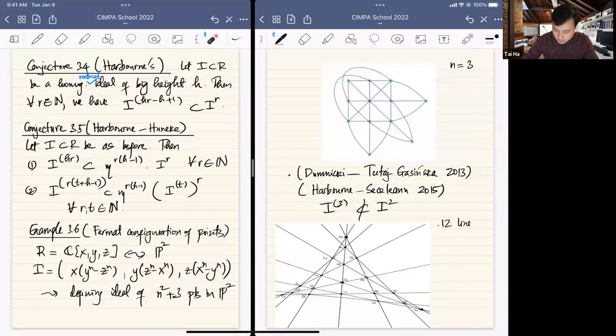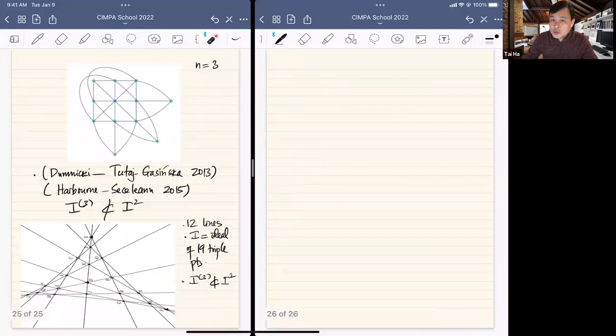And if we take I to be the ideal of the 19 triple points that we see here. So for example, this is a triple point, but of course there are also double points which we are not considering, right? So we only consider triple points and there are 19 of them. Then it's known that once again, the third symbolic power is not contained in I square. So these are two of a very rare list of counterexamples to this containment.